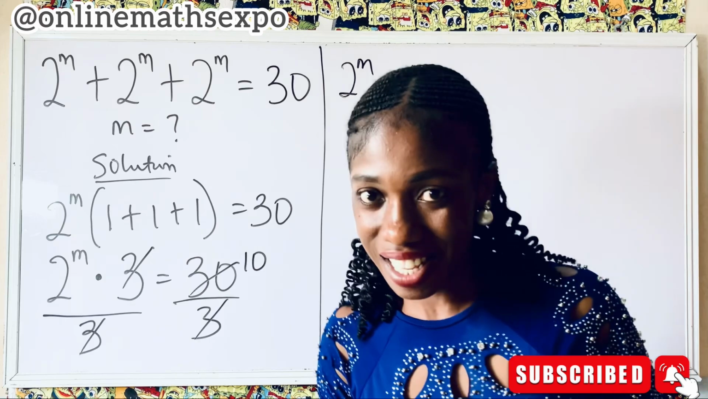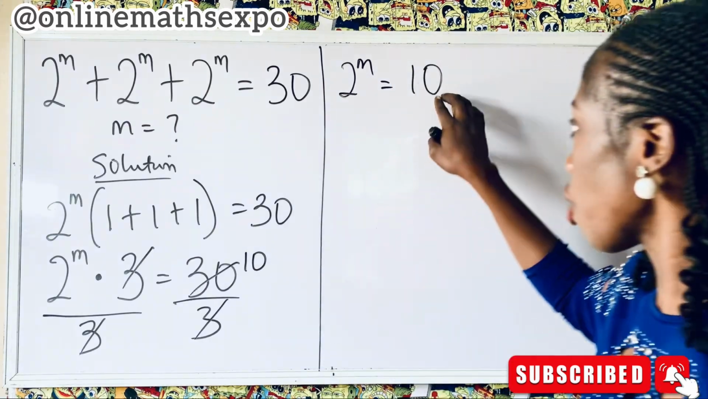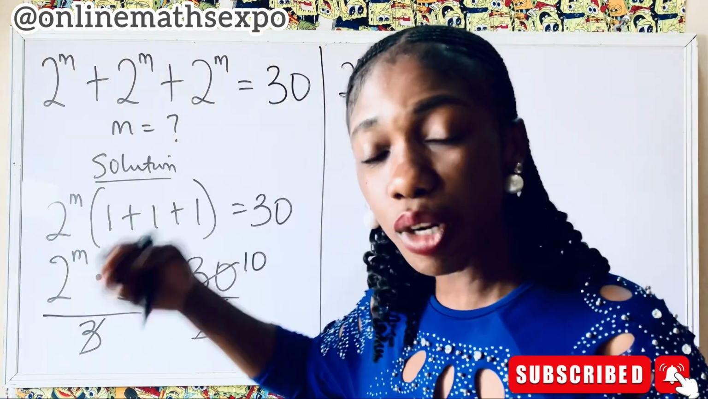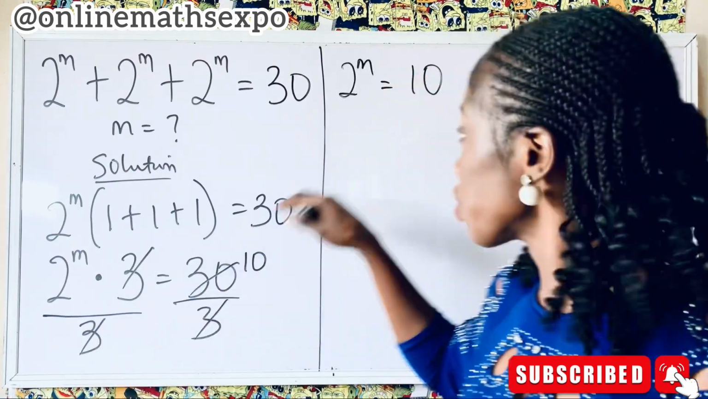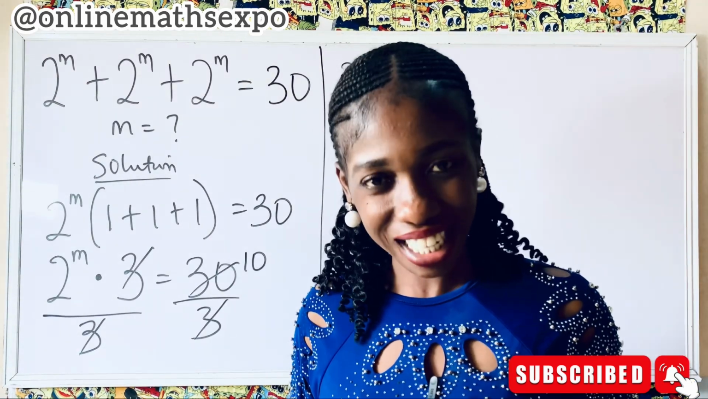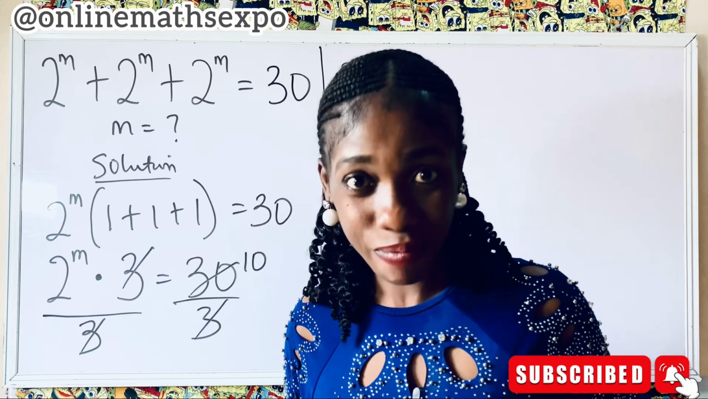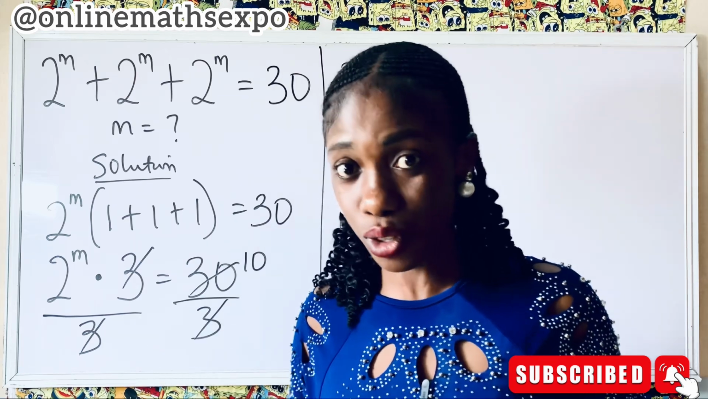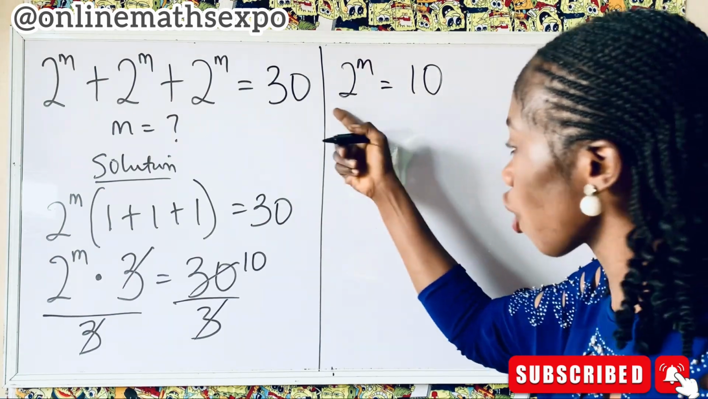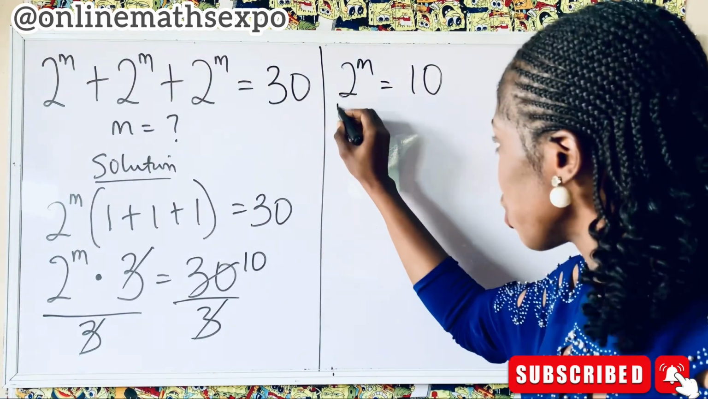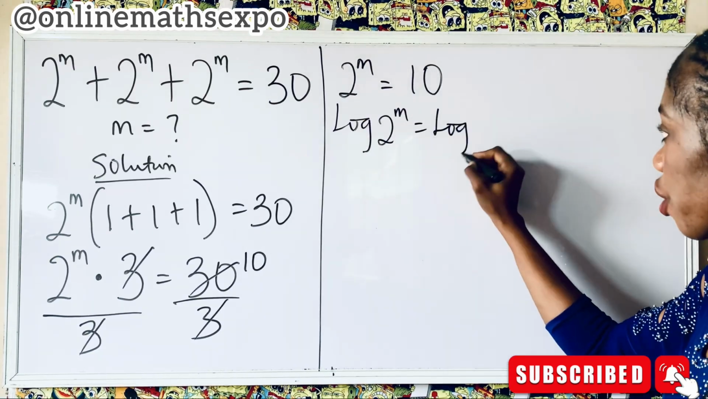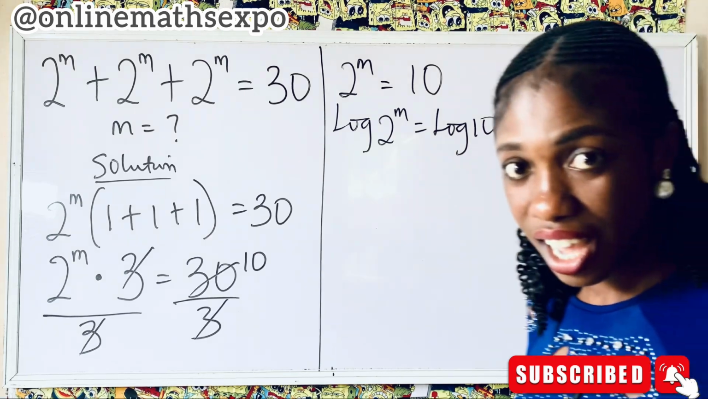Now the question is, is there any possibility of expressing 10 as a product of 2? Can we multiply 2 a number of times to give us 10? If your answer is no, then discover the magic of logarithm. The logarithm helps you to solve such problems, okay? So what you do there is you are going to take the logarithm of both sides. So we're going to have logarithm of this value is equal to the logarithm of this. It doesn't change it, okay?